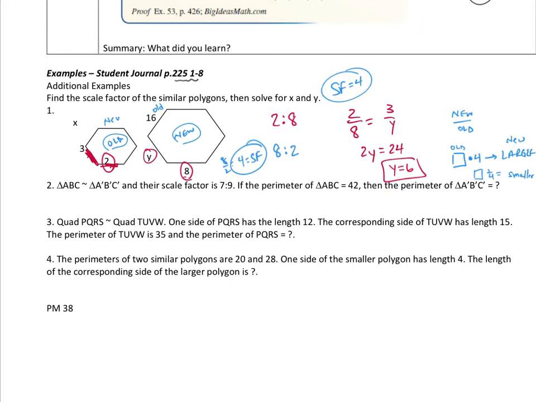If it doesn't, well, then it's not wrong. You don't have anybody tell you if it is wrong or scale factor is wrong. It just depends on which is the new figure, which is the old figure.